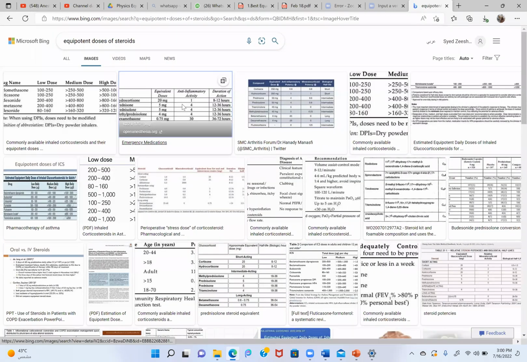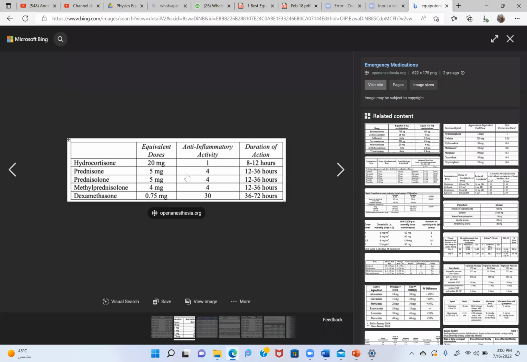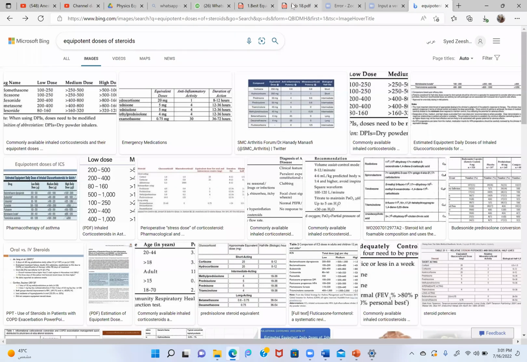Okay. So I think this was written wrong. Okay. So it is right. I'm sorry that I forgot it. I thought it is 40. Anyways, so it is 20 milligram, 5 milligram, 5 milligram, 4 milligram, 0.75. So there was one more, I think betamethasone and dexamethasone are the same, and methylprednisolone. Anyways, that's how we forget things. Anyways, next question.